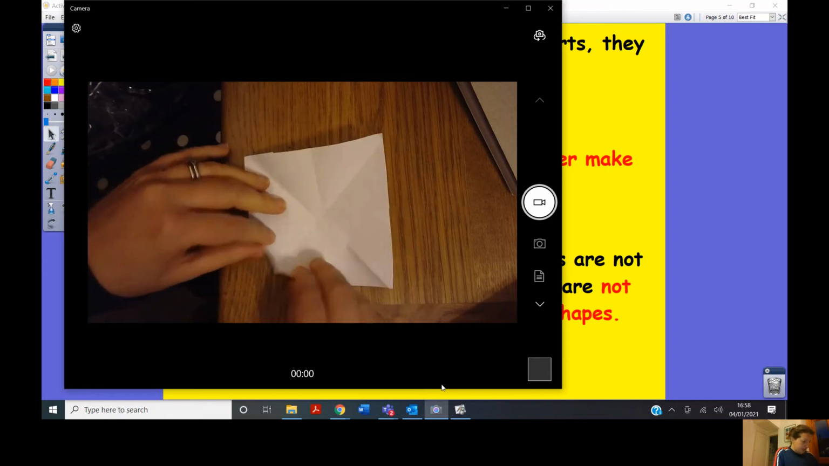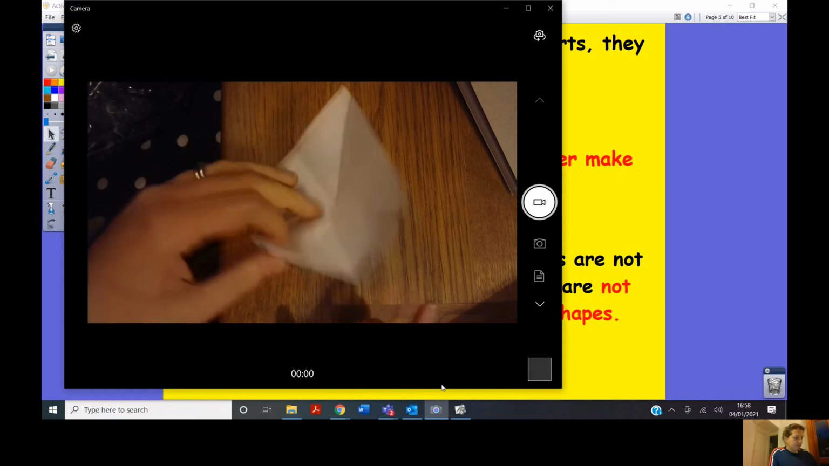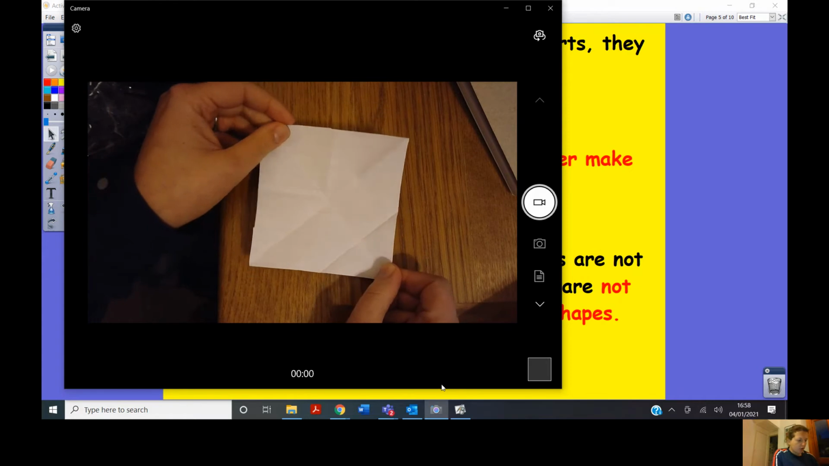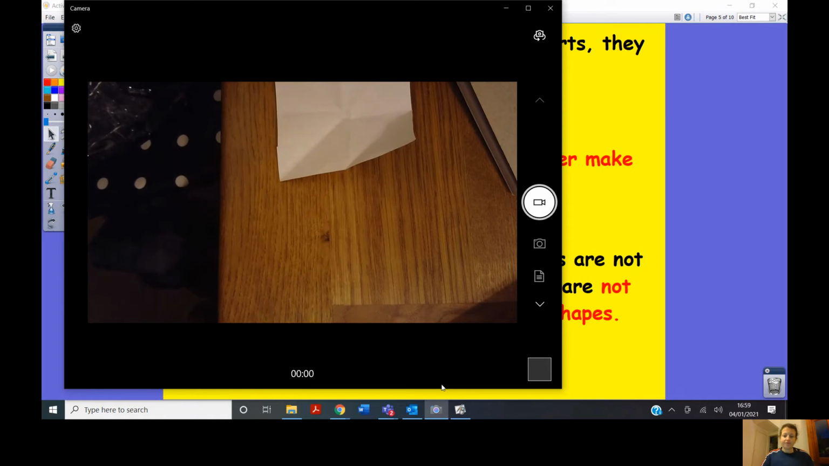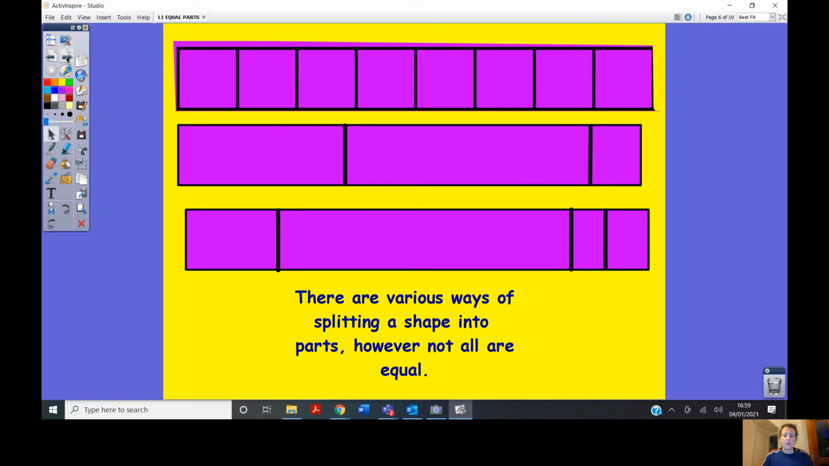And how about if I just do this? Now it really looks like a dream catcher. Oh, they're not in equal parts anymore. They're still a whole, but they're now in unequal parts. So, like we've just seen, we've got various ways of splitting a shape into parts, but they're not always equal.